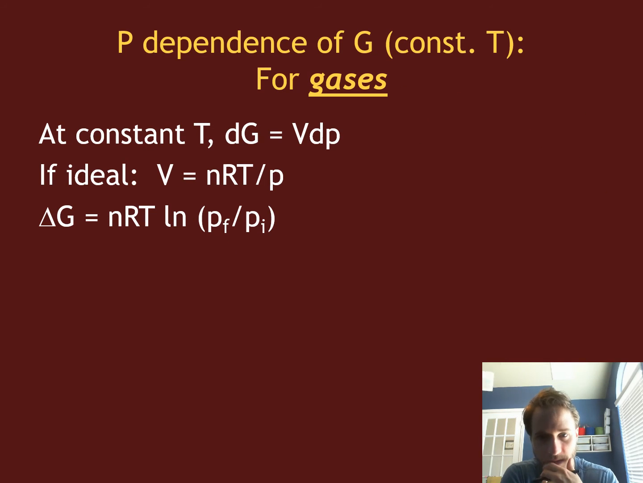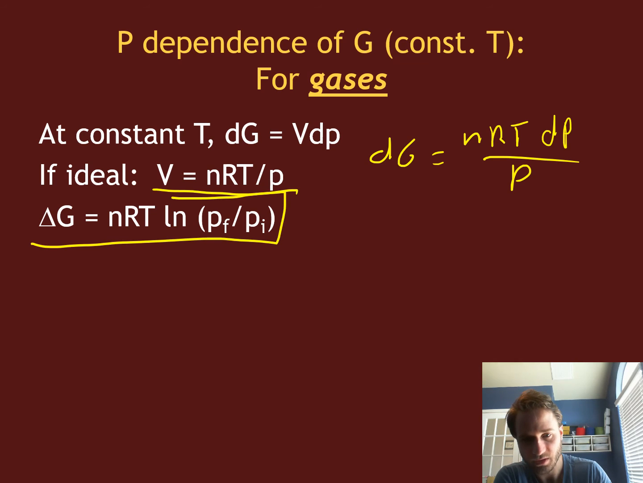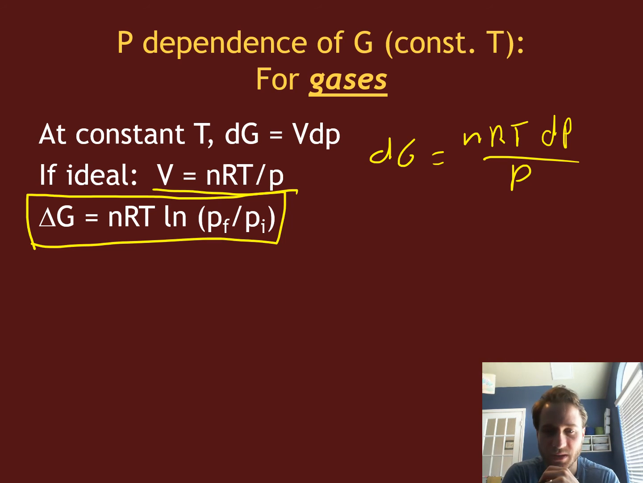If we look at gases, and consider an ideal gas, then the volume of the ideal gas is related to temperature and pressure as such. Temperature and number of moles are being held constant, and pressure is the only thing changing. So when you integrate out that equation, dG equals nRT dP over P, you get that the change in Gibbs free energy for an ideal gas under constant temperature conditions is nRT ln(P final over P initial).